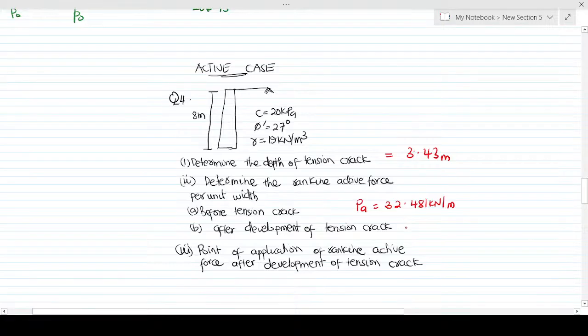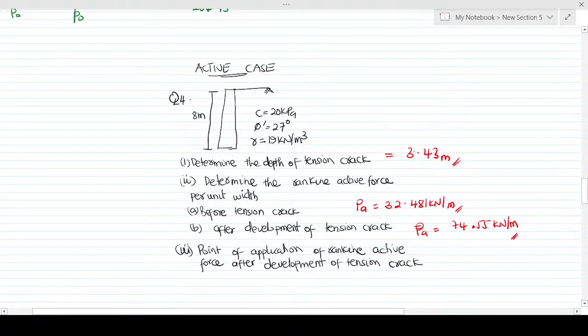So this is before tension crack. Then after tension crack, PA equals 74.55. So before and after tension crack, right? Then the point of application of the force, that one we have to also solve. So these are the answers.